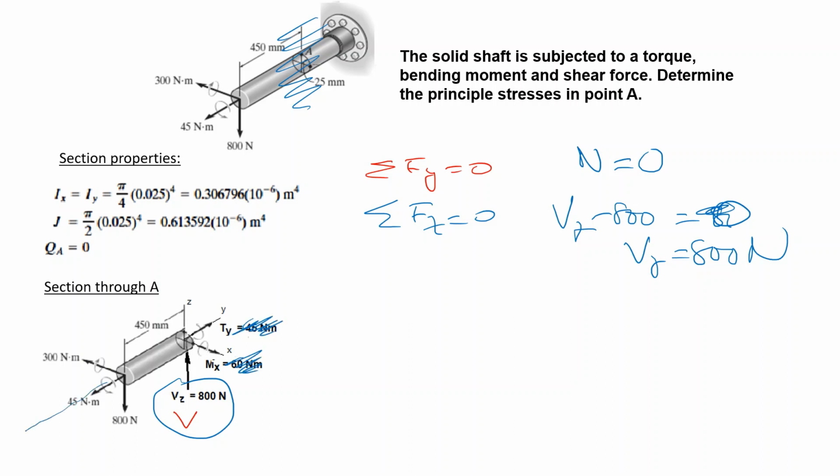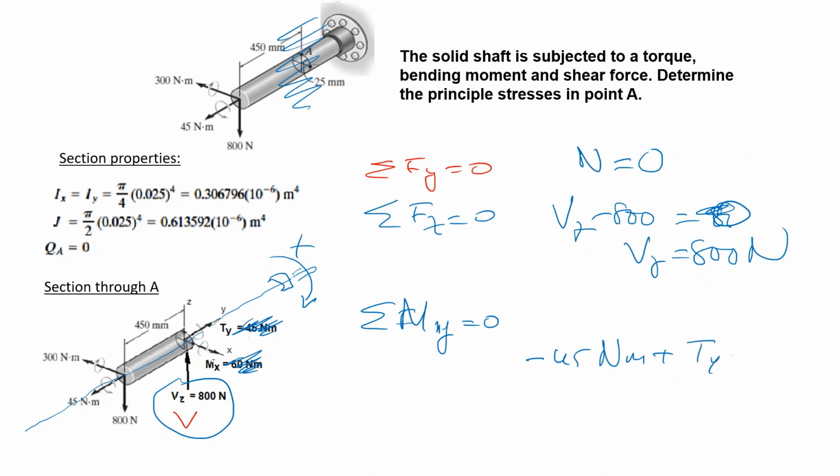Next, the moment around Y. That's a moment around the longitudinal axis of the rod, so it's a torsion. Take your right hand, place your thumb in the positive direction, and your fingers will show the positive torque. Let's write sigma My equal to 0. Here we have minus 45 newton meters, plus Ty equals 0, so Ty, which is the torque, is 45 newton meters. Now we have also calculated this value. We know these two values.